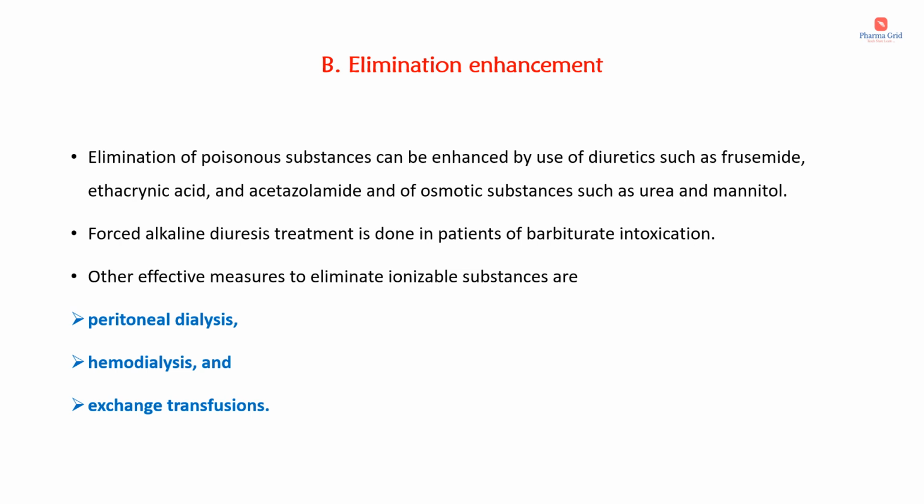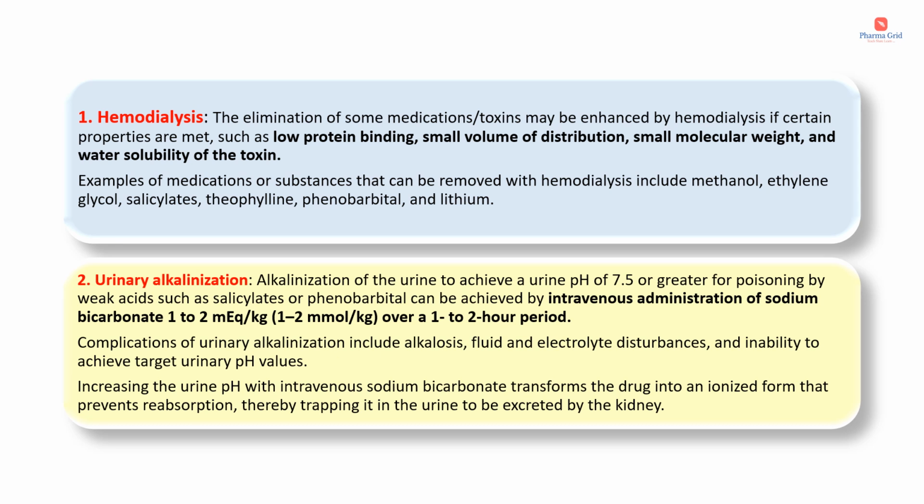Elimination of poisonous substances can be enhanced by the use of diuretics such as furosemide, ethacrynic acid, acetazolamide, and of osmotic substances such as urea and mannitol. Forced alkaline diuresis treatment is done in patients of barbiturate intoxication. Other effective measures to eliminate ionizable substances are peritoneal dialysis, hemodialysis, and exchange transfusions. So the first method is hemodialysis.